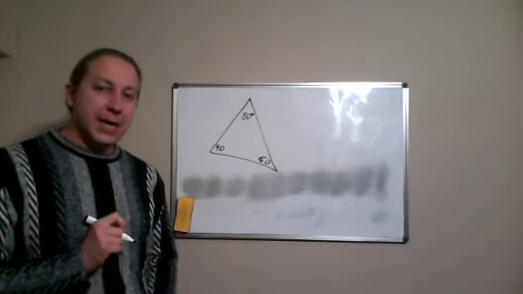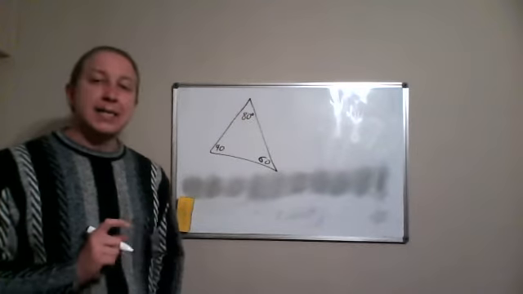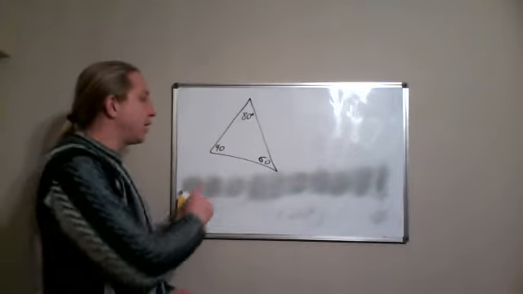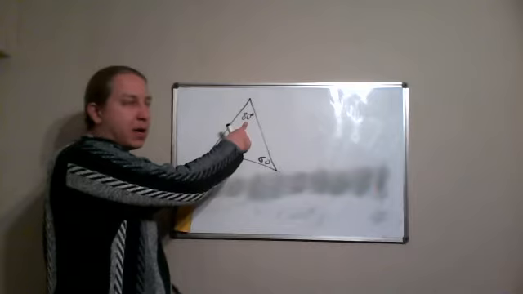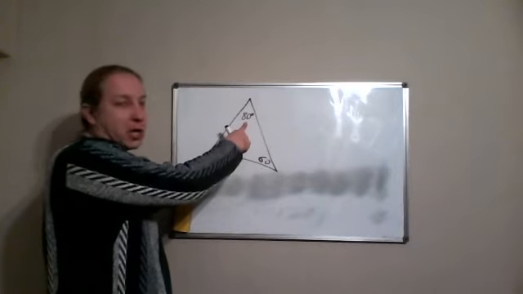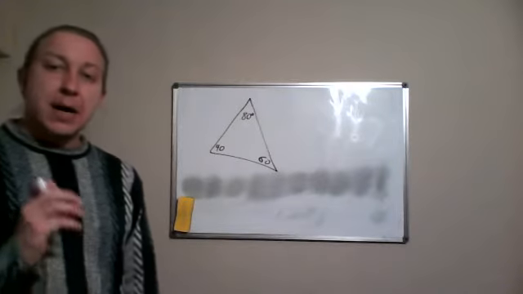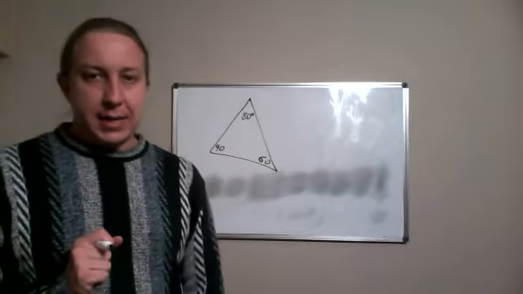But what kind of a scalene triangle is this? Well, it's an acute angled scalene triangle. Why is it acute angled? Because the biggest angle in the triangle is an acute angle. All right, that's how we're going to do it.